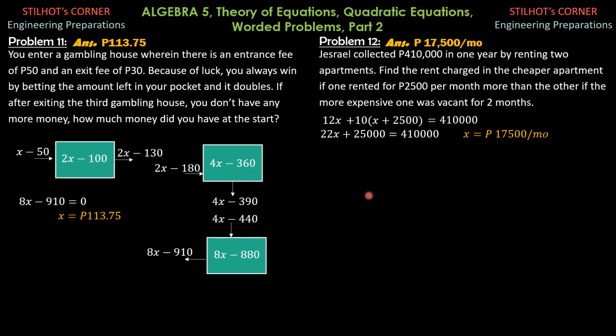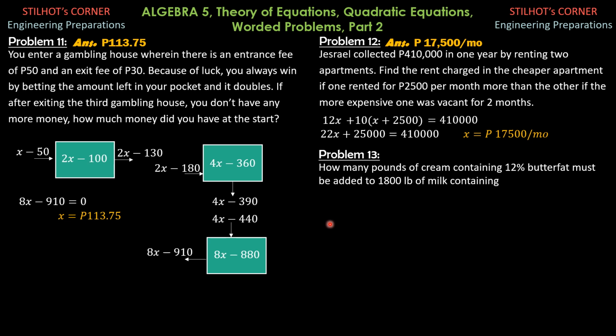Problem 13. How many pounds of cream containing 12% butter fat must be added to 1,800 pounds of milk containing 2% butter fat to obtain a milk having 3% butter fat? So we will call x the number of pounds of cream containing 12% butter fat to be added to 1,800 pounds of milk containing 2% butter fat in order to obtain 3% butter fat.